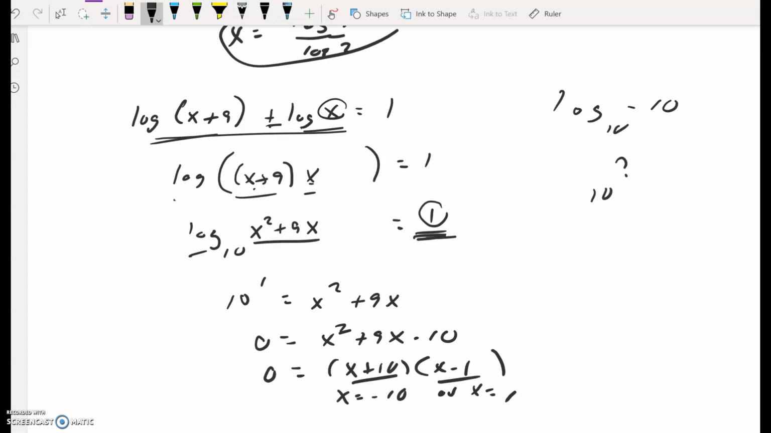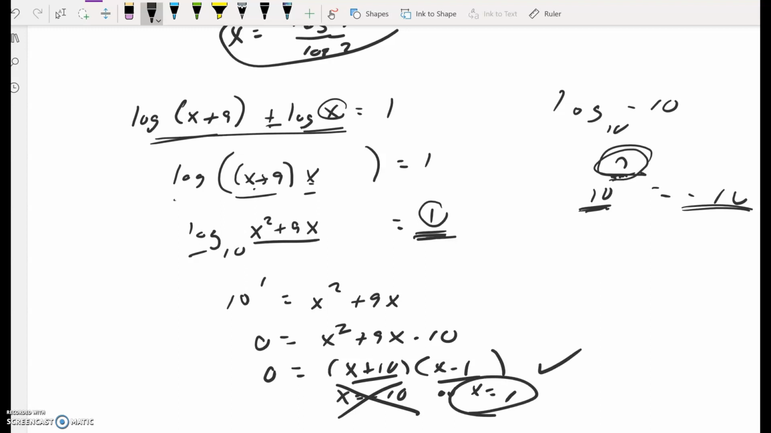What's the power you raise 10 to get negative 10? The answer is, anytime you raise a positive number to any power in the known real world, you can't get a negative answer. If this exponent is negative 1 trillion, you'll just get a number close to 0 but still positive. If it's 1 trillion, you'll get a huge positive number. You can never have a positive base to a real power that gives you a negative number. It's impossible. So this doesn't check. This checks very nicely, so it's the solution to our equation.